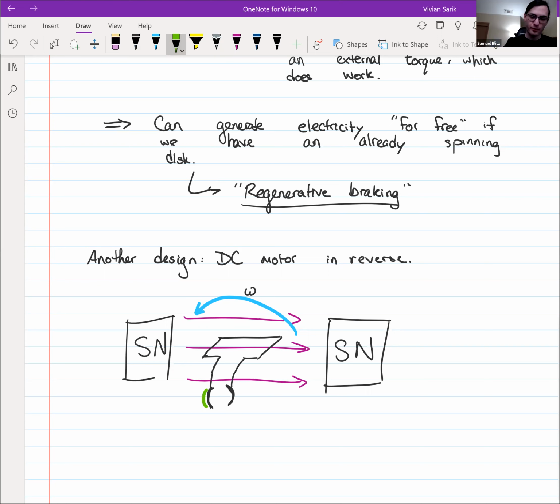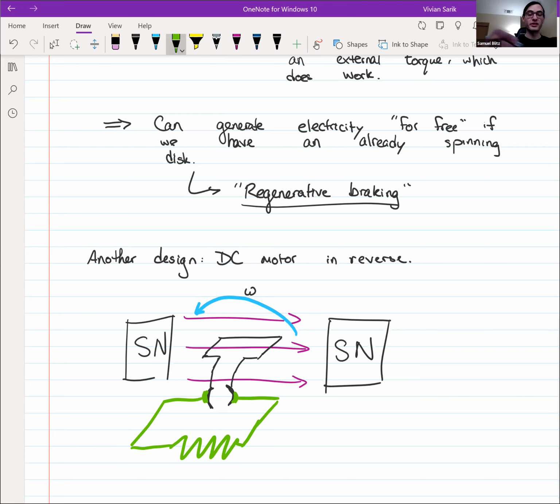Here's brush 1. Here's brush 2. And maybe rather than having a battery now, I don't know why my loop is so floppy, rather than having a battery, now you just have a loop, or now you just have some circuit, like a resistor, or maybe it's a light bulb or something.